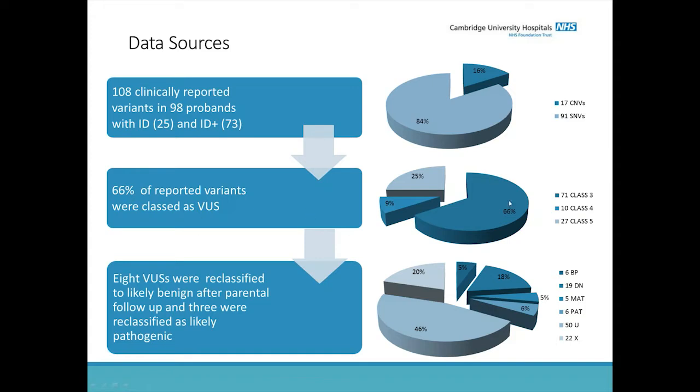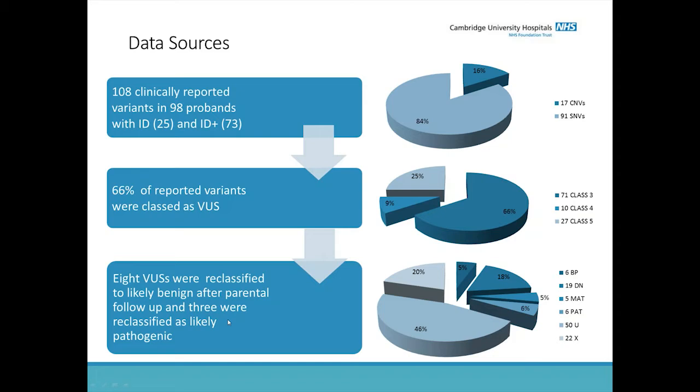And 66% of those reported variants were classed as VUSs. We use our national guidelines for classification and reporting of the CNV variants, and ACMG guidelines as well as our national guidelines for classification of the SNV variants. And as you can see here, 25% of the reported variants were classed as pathogenic, i.e. class 5 variants.